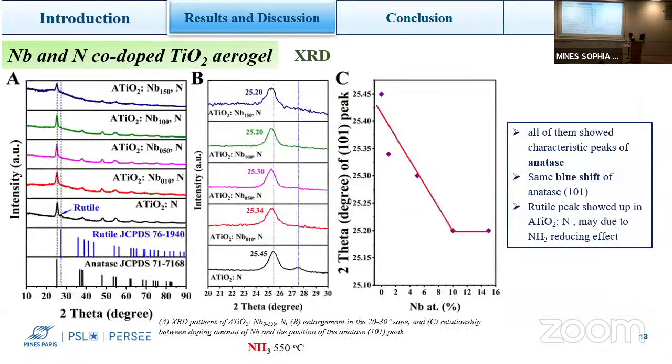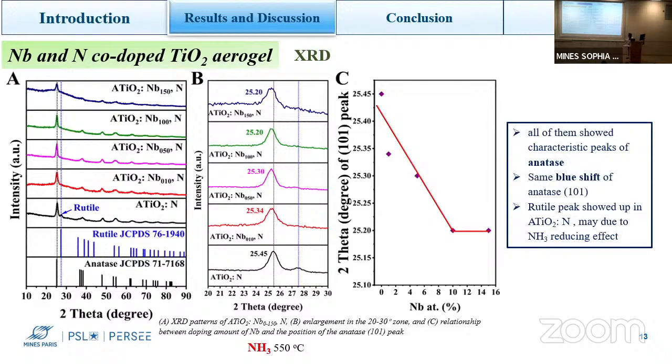And then we checked the crystal structure of the niobium-nitrogen co-doped TiO2 alcohol gel. First of all, we show the anatase phase and also observed the anatase blue shift as before. But from the sample without niobium doping, we observed rutile. This is maybe due to the ammonia reducing effect. That's why its phase transition temperature is slightly lower.